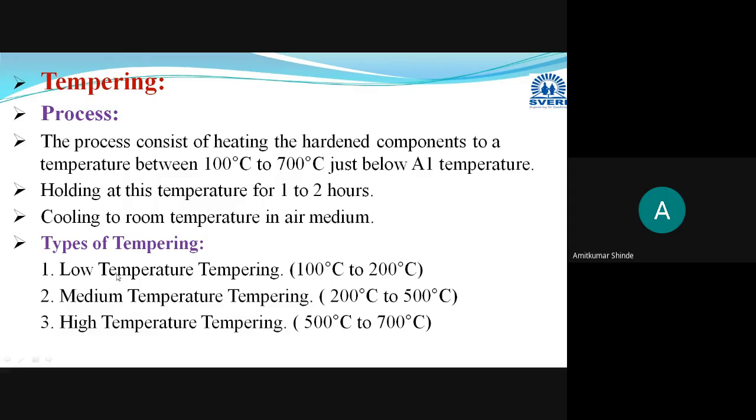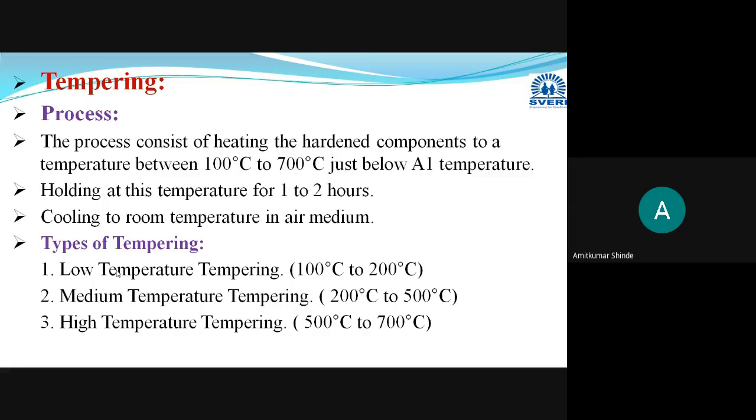In this way, these tempering processes are classified as low temperature, medium temperature, and high temperature tempering. These different transformations occur in different temperature zones, and we end up with eliminated internal stresses, eliminated retained austenite, and the material becomes softer or some ductility gets improved.